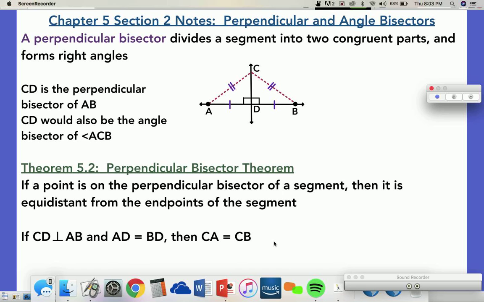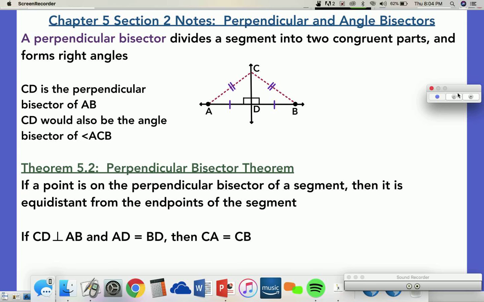So a perpendicular bisector will divide a segment into two congruent parts and will form right angles. As you can see from the diagram, two right angles, okay, it makes AD and DB congruent. It also makes CB and CA congruent. So when we see the word bisector, it means it's dividing something into two congruent parts.